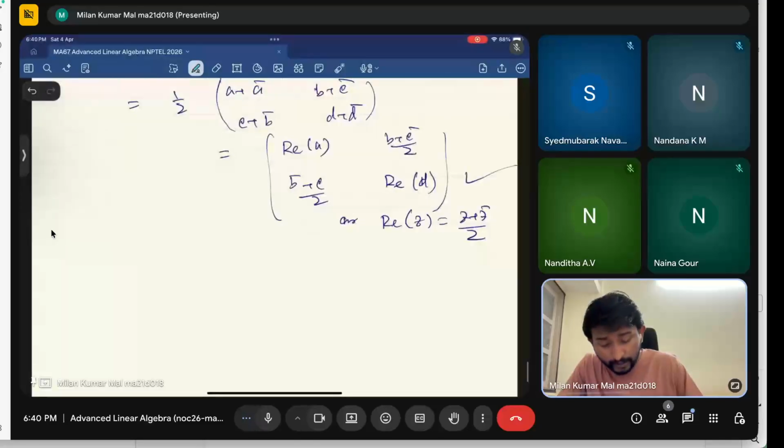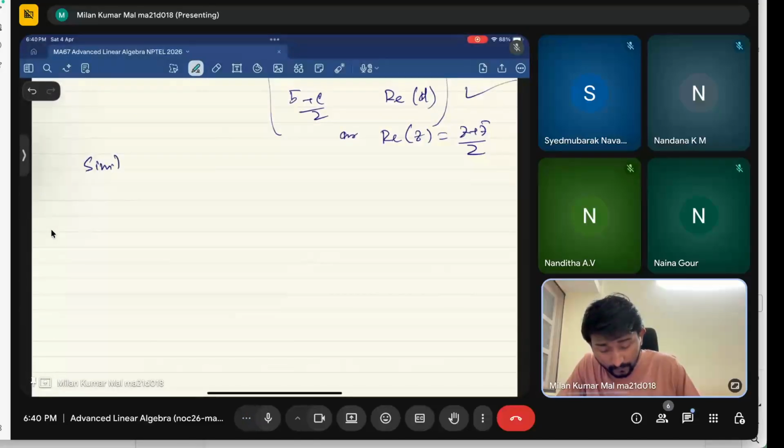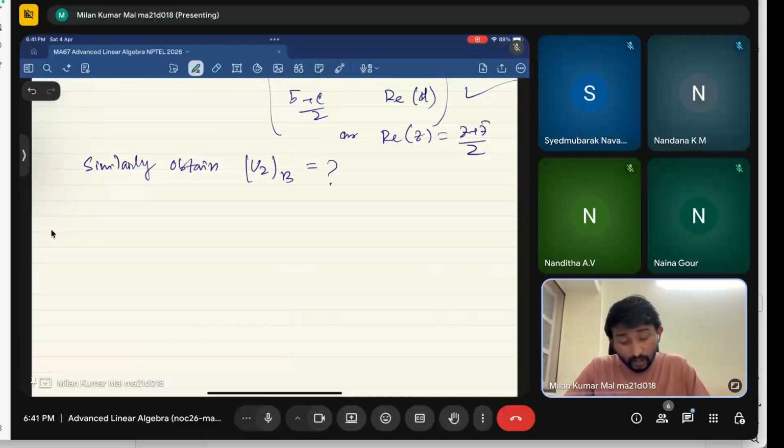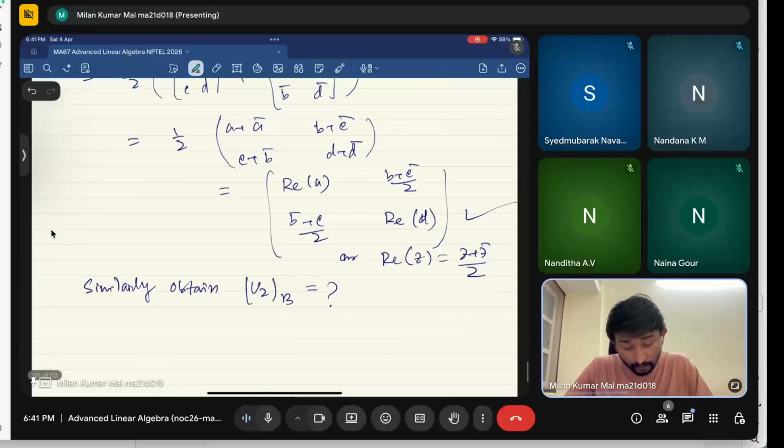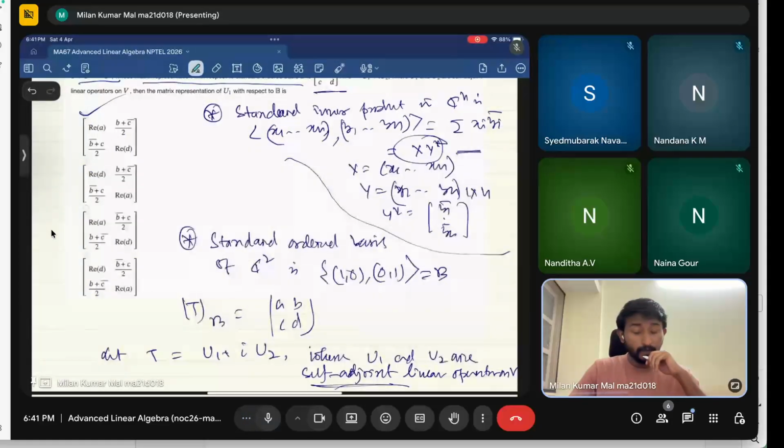So similarly obtain u2 with respect to the matrix representation beta. So which option is correct? Let me check the options. This is the option: real part of A, B plus C bar by 2, B bar plus C by 2, and real part of B. This is the correct option, and these are all not correct options.